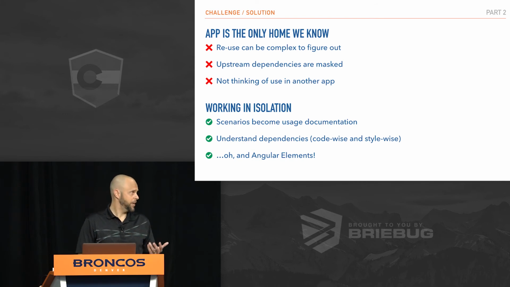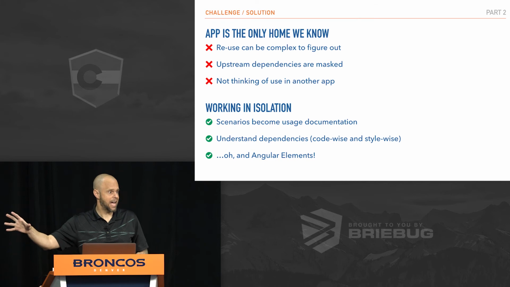Upstream dependencies are masked. We don't understand all that the app is running, so our component benefits from whatever's going on in the app, right? But if we move it to this other section, those things might not come with it, and we don't know that until we actually throw that in there. And we're not thinking of using it outside of that, right?